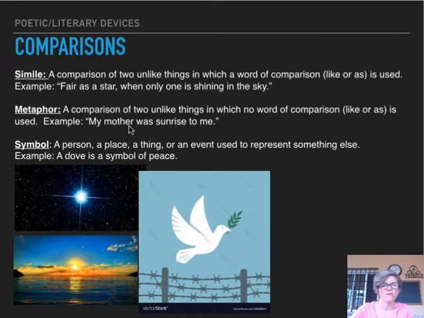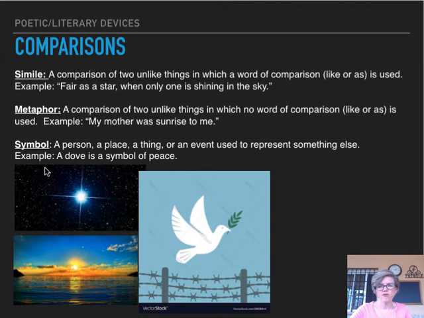It's a really beautiful poem, trying to show something about the mother by comparing her to the sunrise. But notice she doesn't say "my mother was like the sunrise." A metaphor just simply states. It's a stronger sense of comparison, okay? And you can even just refer to one thing as the other and not even use the be verb for it to be a metaphor, okay?